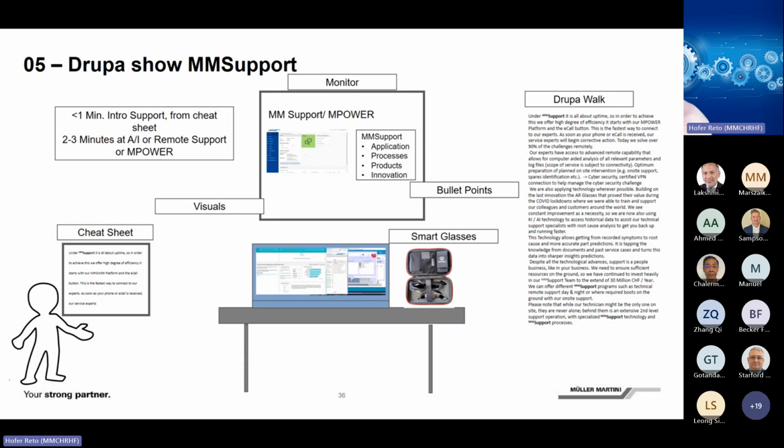Scope of service is subject to connectivity. Optimum preparation of planned on-site interventions, e.g. on-site support, spares identification, etc. Cybersecurity: certified VPN connections to help manage the cybersecurity challenge. We are also applying technology wherever possible, building on the last innovation, the AR glasses that proved their value during the COVID lockdowns, where we were able to train and support our colleagues and customers around the world.